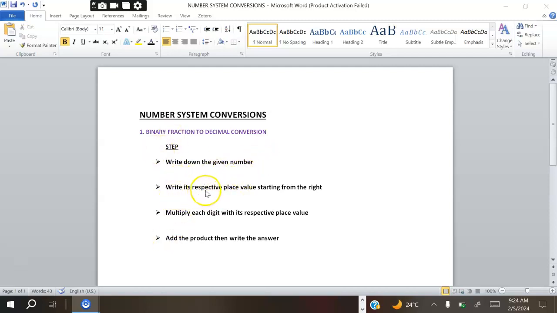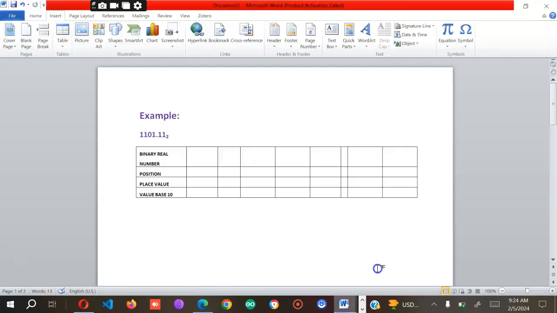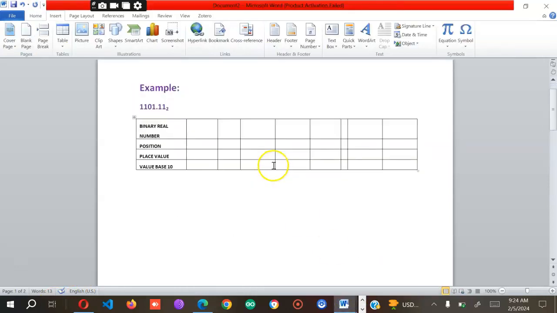Two, you write its respective place value starting from the right. You multiply each digit with its respective place. And lastly, you add the fraction. Okay, let's dive directly into the example that we have.